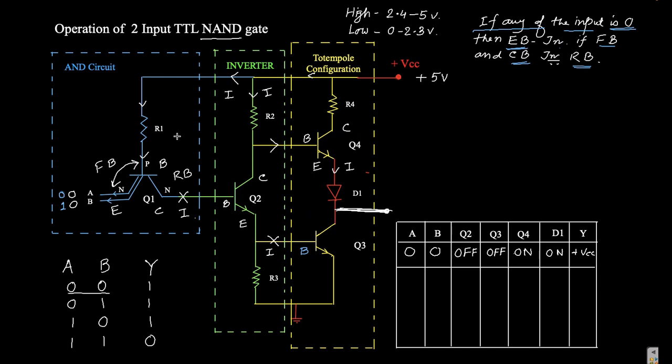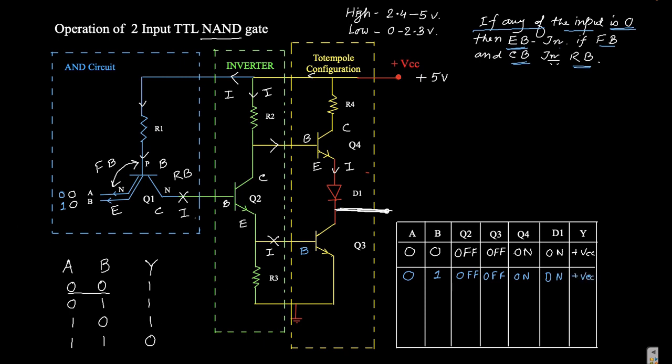And again, in the same way as the previous case, some current will flow over R2 and come to the base of the Q4 transistor. As it is forward biased, D1 is getting current, D1 is conducting, and as D1 is conducting, you are getting the output as plus VCC. So for A 0, B 1, Q2 is off again, Q3 is off again, Q4 is on, D1 is on, and we are getting plus VCC.